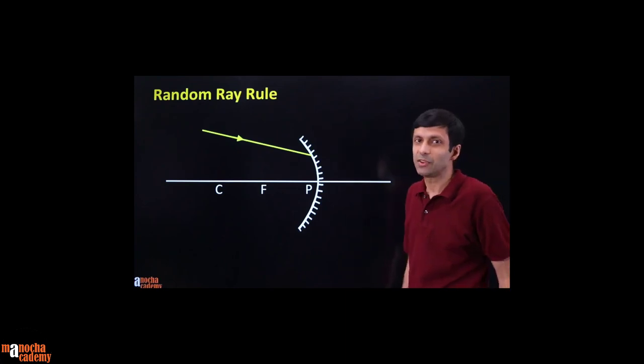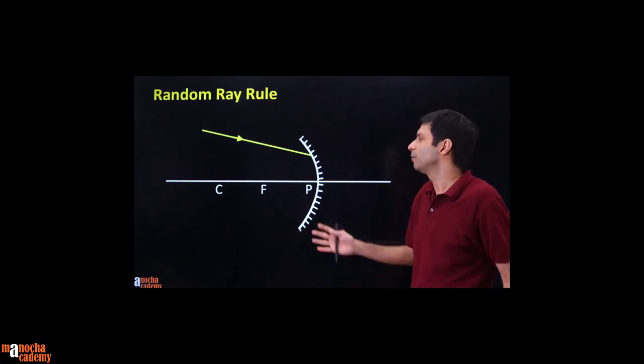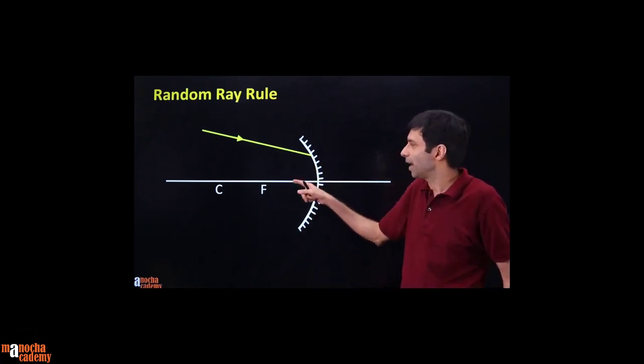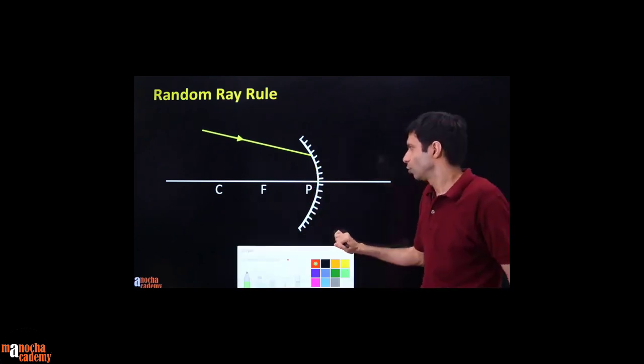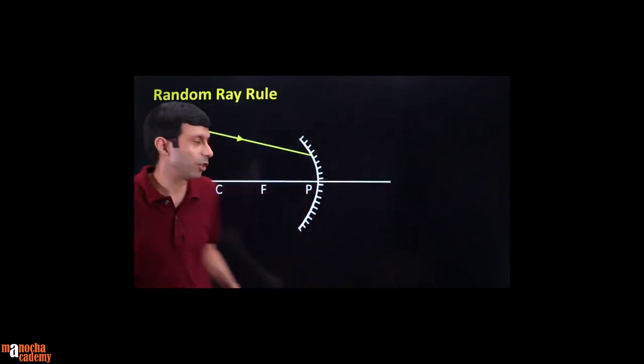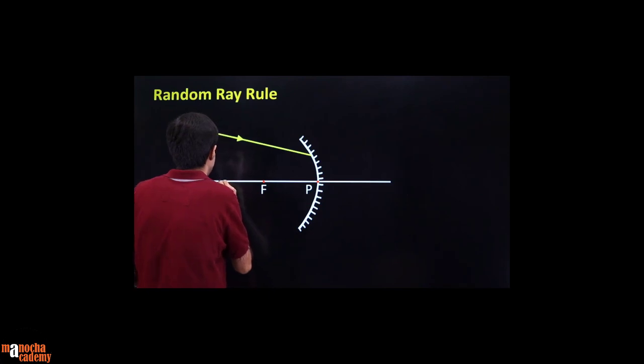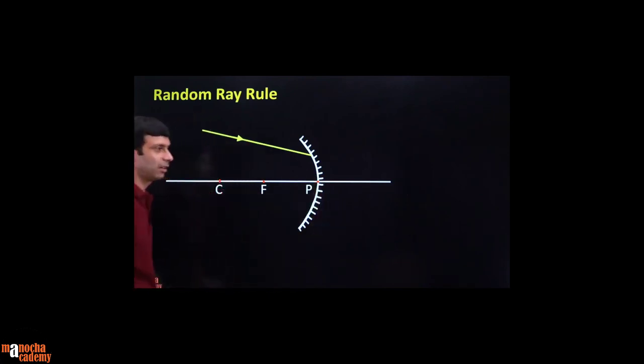Now, one very interesting thing is the random ray. If we have this kind of random ray, you can see it is not following any of the rules. So here you have your pole, focus, and center of curvature. Is this ray parallel to the principal axis? Is this ray parallel?